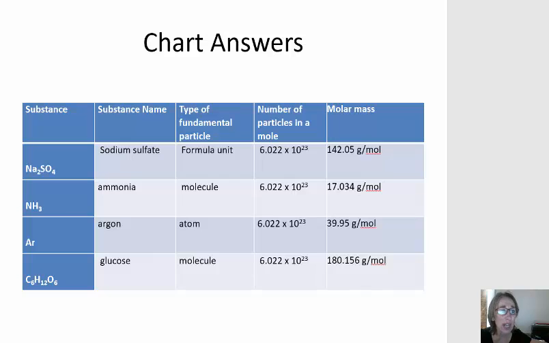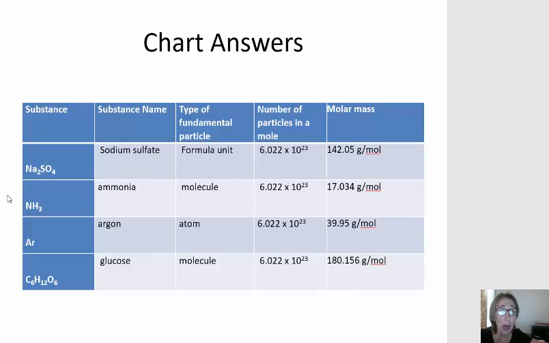All right, so let's take a look at our answers. The number of particles in a mole is always Avogadro's number, 6.022 times 10 to the 23. So in a mole of sodium sulfate, there are Avogadro's number of formula units, etc.